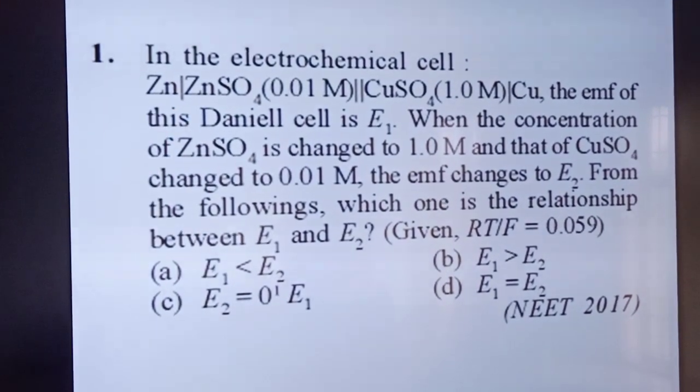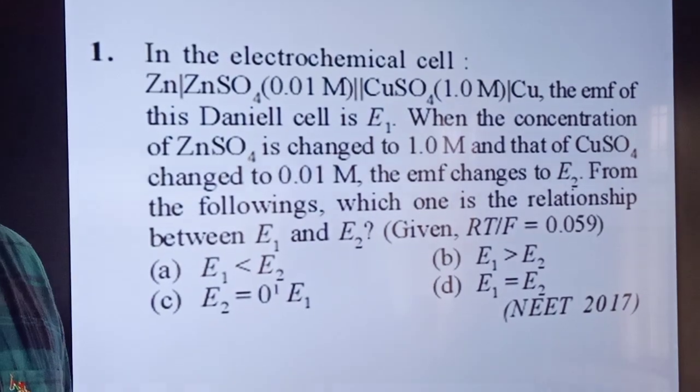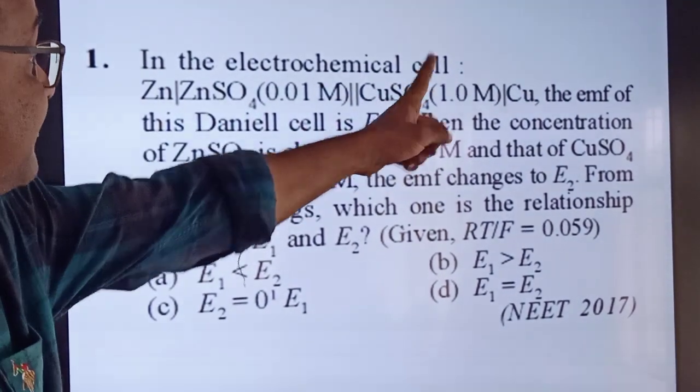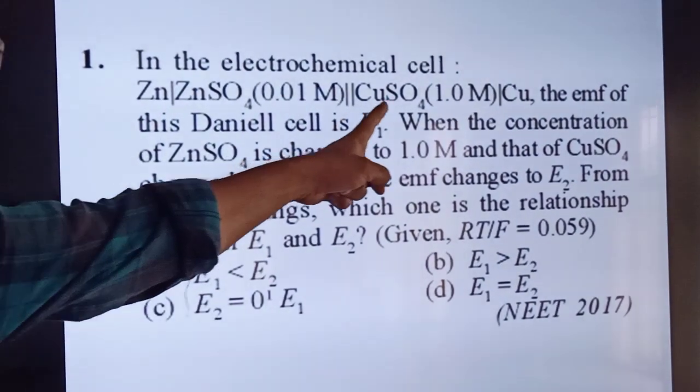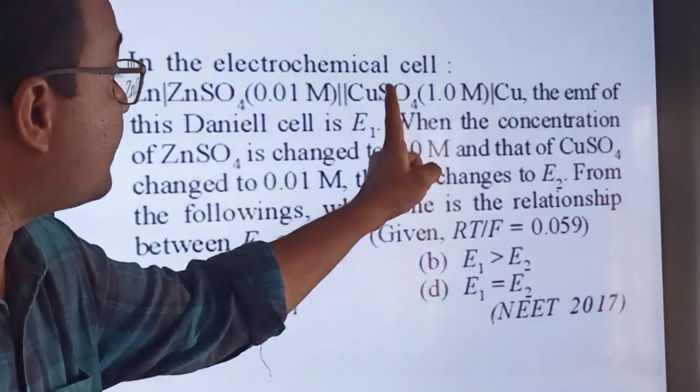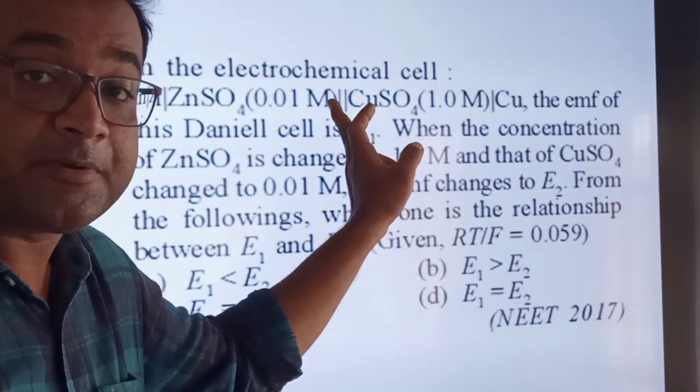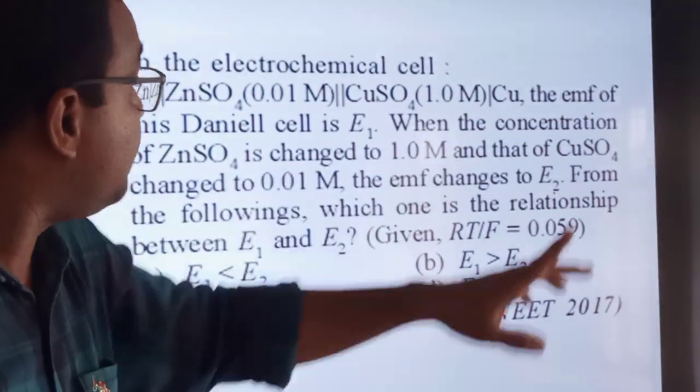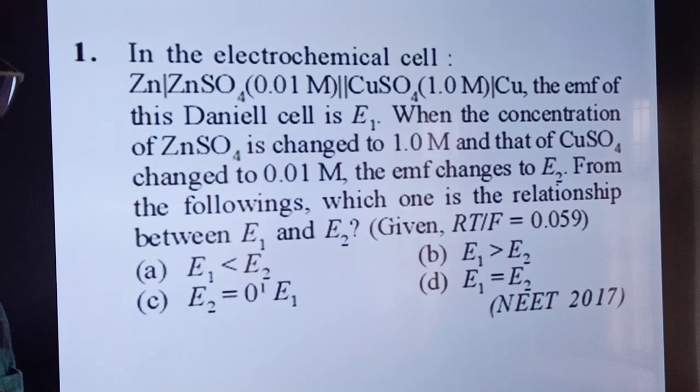Look at the first question. In the electrochemical cell, this is the cell given. This is the concentration of zinc 2 plus, and the concentration of copper 2 plus. This is the cell representation given. The EMF of this Daniell cell is E1.